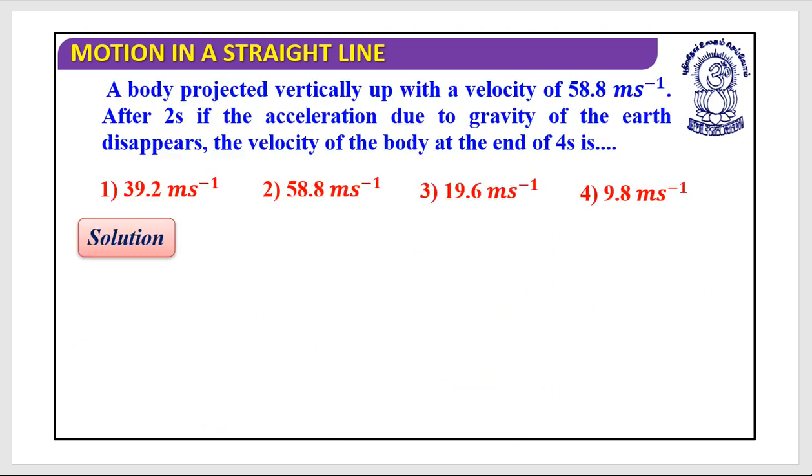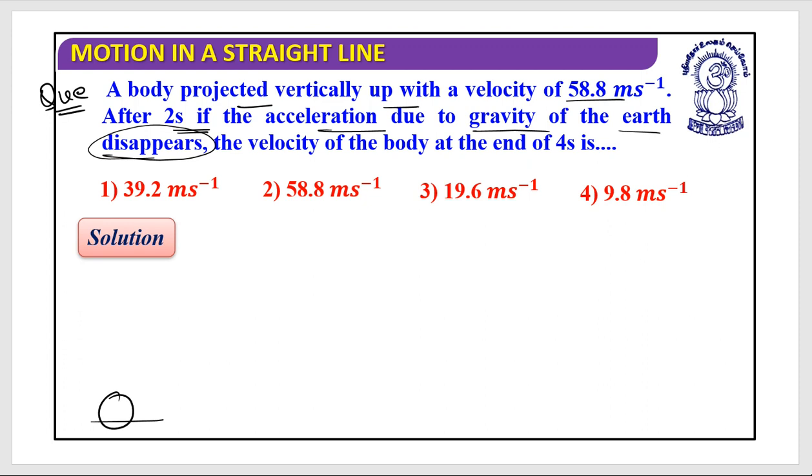Go with the data they have given. The question asks: a body is projected vertically up with a speed of 58.8 meter per second. Yes, it is moving in the upward direction. After 2 seconds, if the acceleration due to gravity of the earth disappears, what is the velocity of the body at the end of 4 seconds? Let's have a rough sketch of it and solve this.